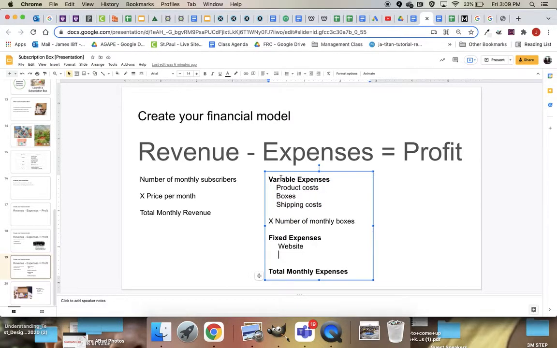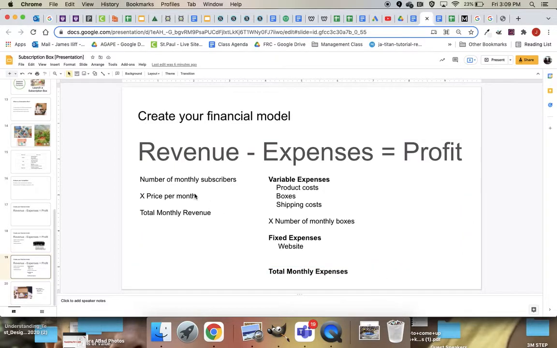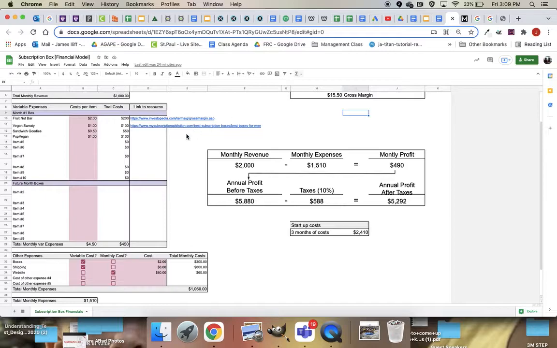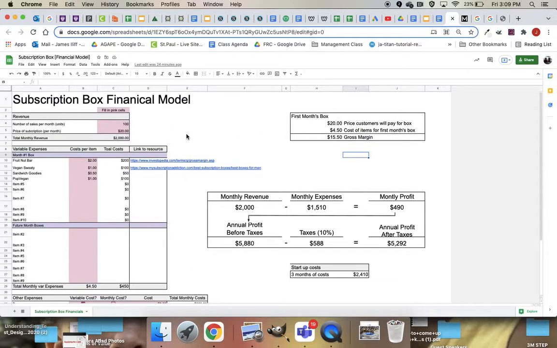Now, once we have our variable expenses and our fixed expenses calculated, all we have to do is add them together to get our total monthly expenses. Oh, that's so great. So now we know what revenue is, we know how to calculate it, we know what expenses are, we know how to calculate them. So let's go out to our tool here and see what this looks like.